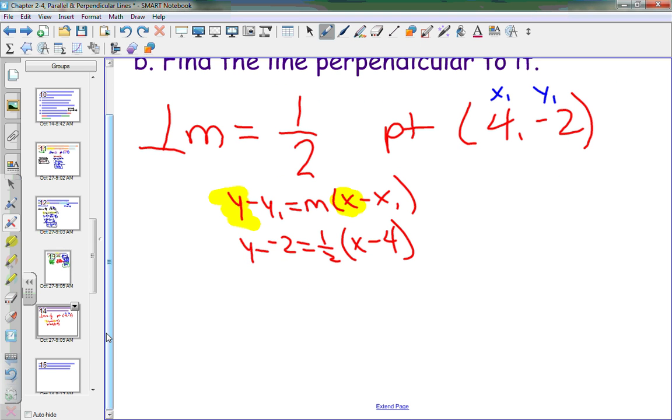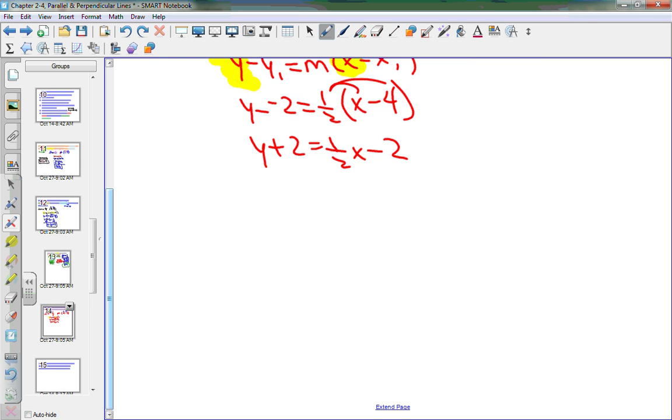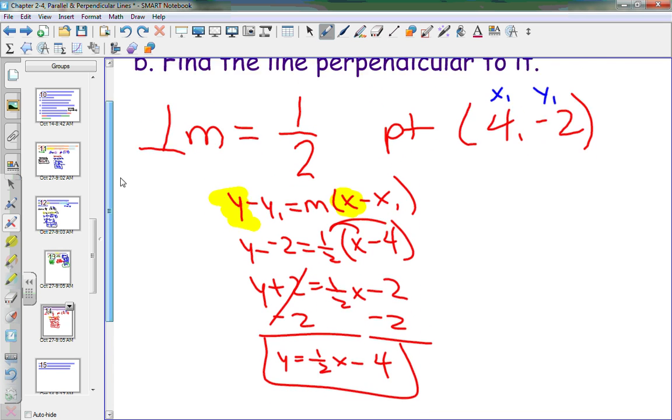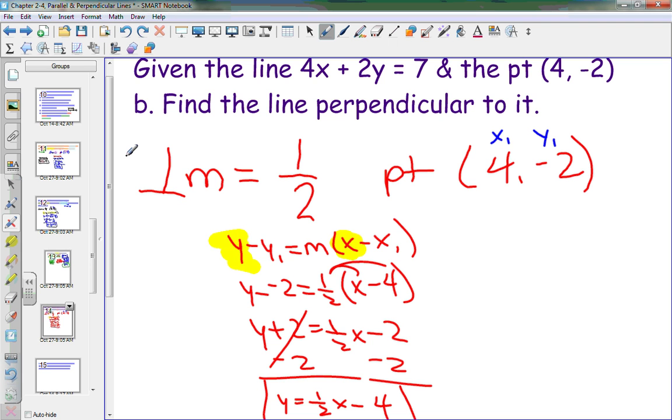What does that do, Shayla? Y plus 2 is equal to half of x. What's half of 4? 2. Minus 2. Very good. Now what do I do with the plus 2? I'm going to subtract 2 from both sides. So y is equal to 1/2 x minus 4. Now, what did I tell you to check? That I'm getting a perpendicular slope. Is that a perpendicular slope of 1/2 whenever I solve it? Yes, which means I didn't mess up the problem whenever I did the algebra. Do we all understand that?